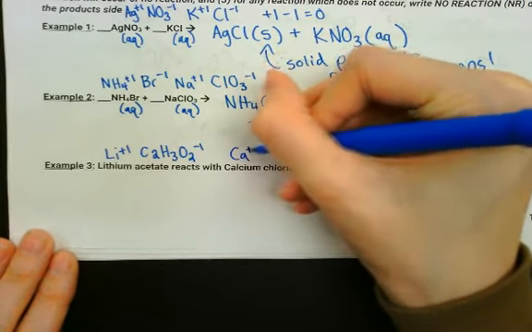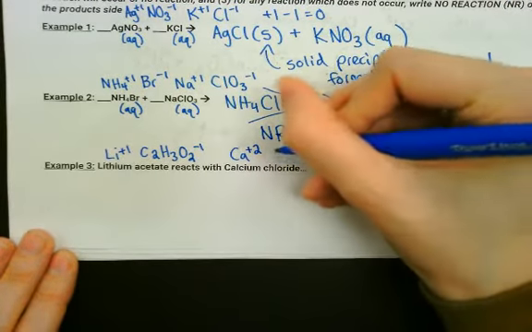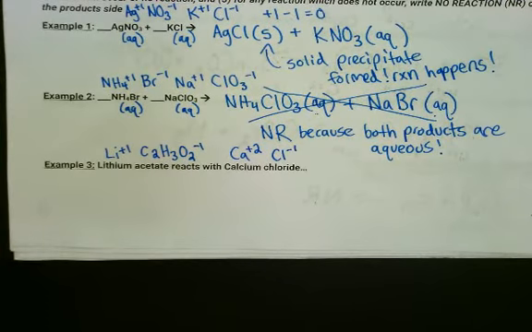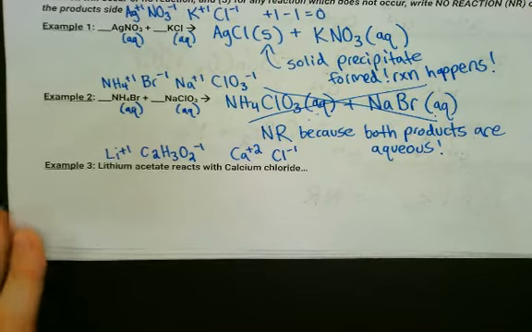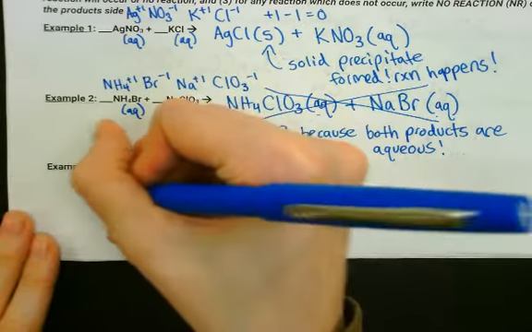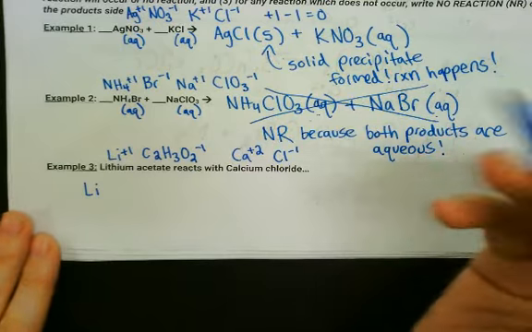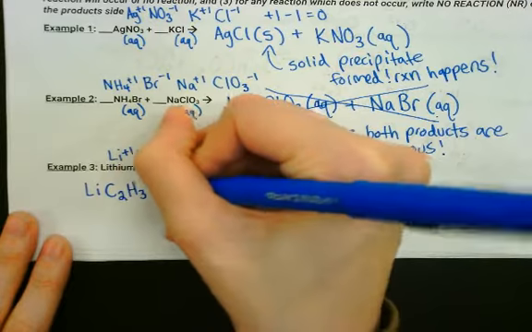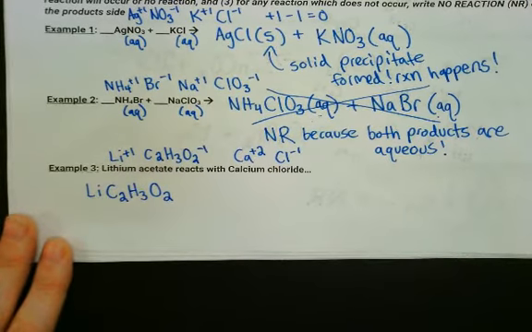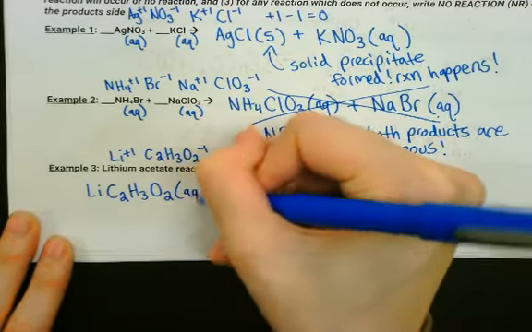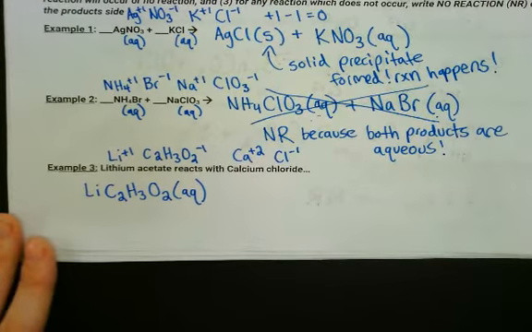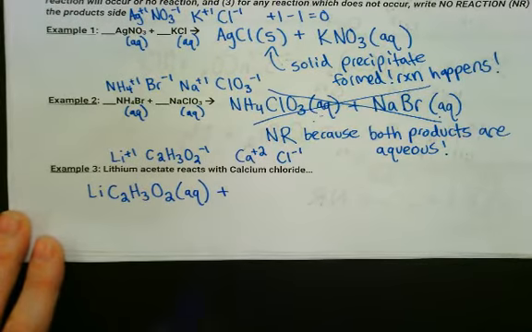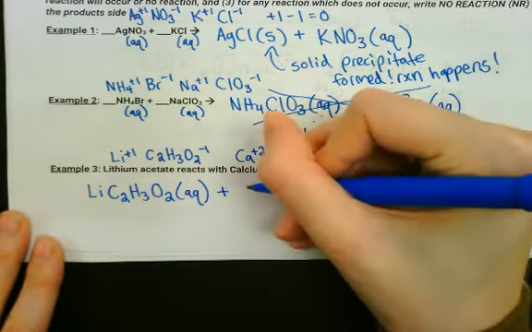And then we have calcium chloride. Calcium has a +2 charge, and a chloride ion will have a -1 charge. So when I go to write out my reactants, I'm going to make sure I cancel out my charges. I just need 1 lithium and 1 acetate to create that compound. This will be a solution of lithium acetate reacting with a solution of calcium chloride.